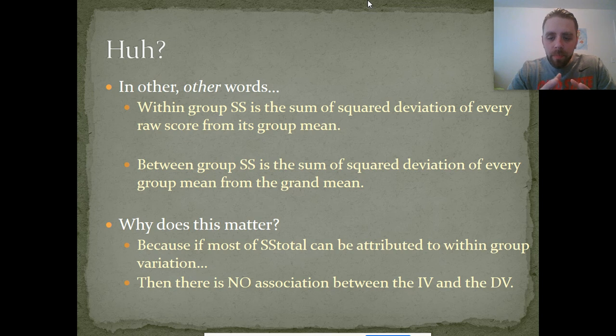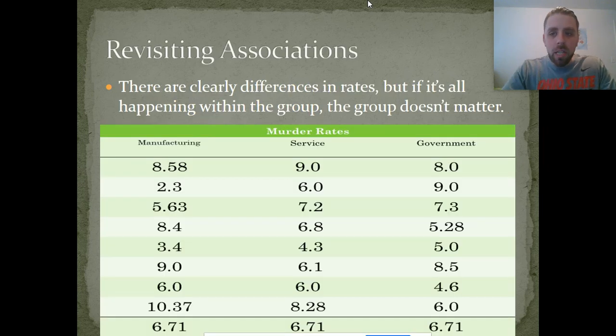If you find that almost all of the total variation is due to what's happening within the groups, then the groups themselves don't really matter when compared to each other. There just wouldn't be much of a difference between manufacturing, service, and government sector cities. But if you find that between the groups is driving the majority of the variation, then that will tell you that there is a very clear association between the independent variable and the dependent variable, okay? So let's revisit that.